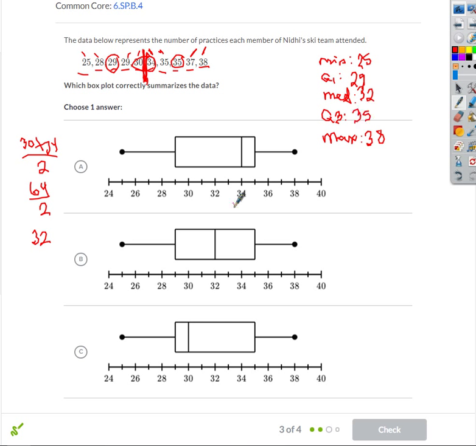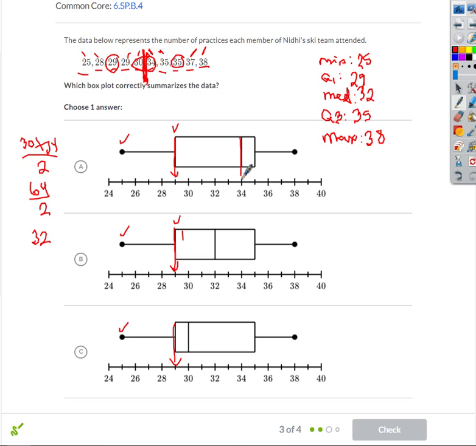So now that I have all my data pieces, I'm going to go down the line and see which has all of this information. So my minimum should be 25. So yes, yes, yes. My Q1 should be 29. So yes, this is 29. This is 29. And this is 29. So far, everything's good. My median should be 32.